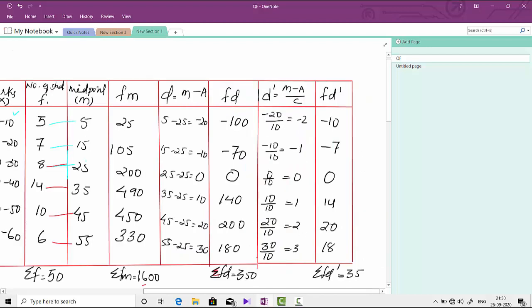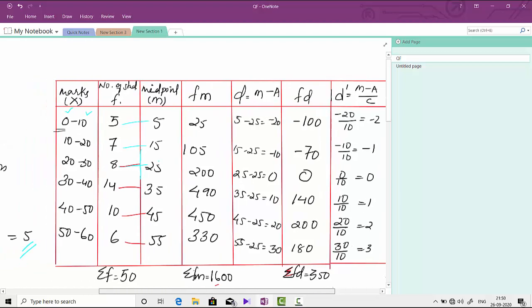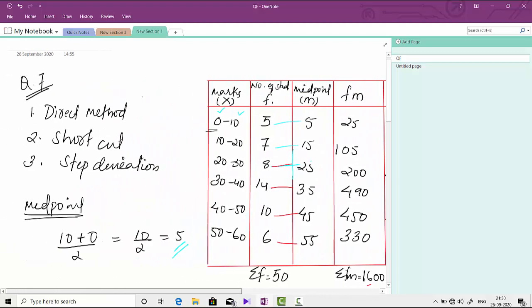1,630. I'm so sorry, 1,600. Clear? So you will get 1,600. I'm just going to do like this now. Okay. So now, you also have to get the sum of all the frequencies. If you add up all the f values here, you will get how much? 50. Okay.